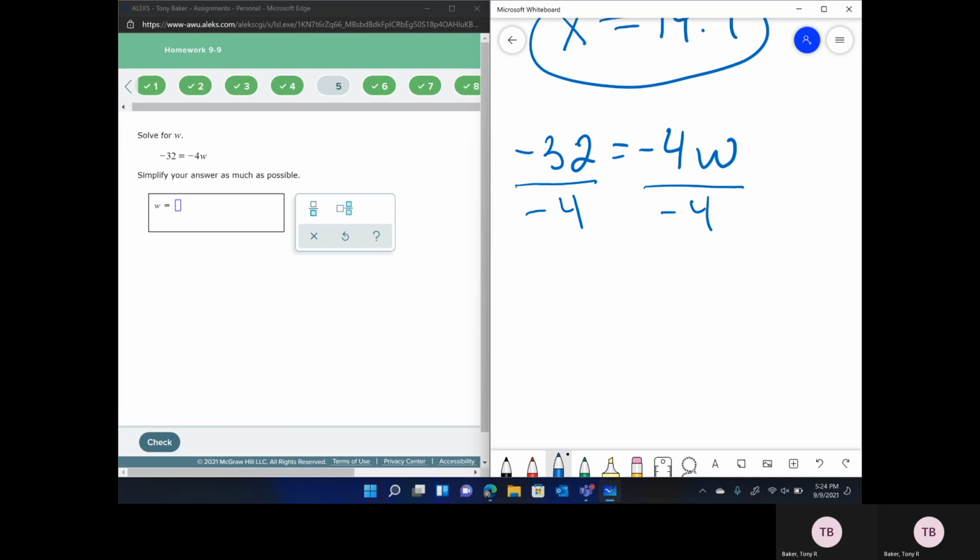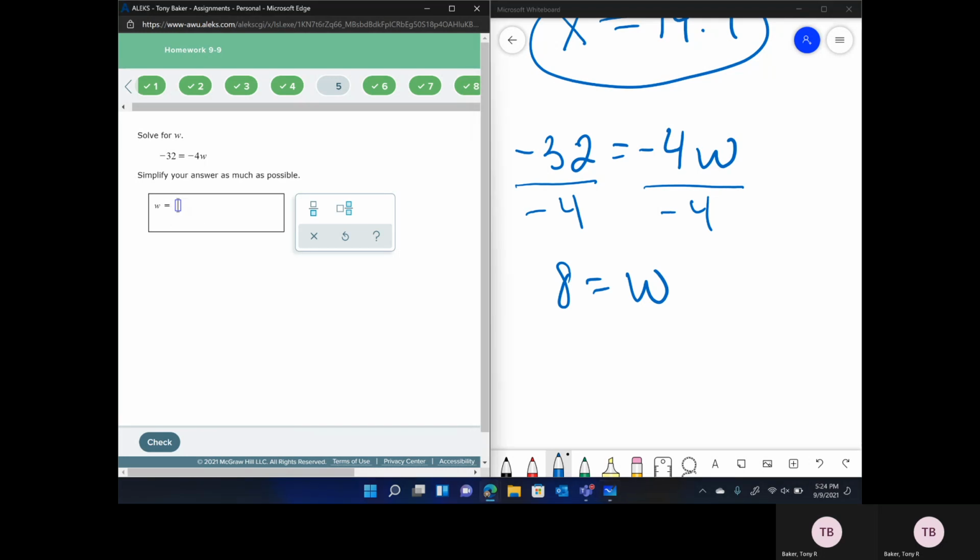So divide by negative 4. 2 negatives make a what? Positive. 32 divided by 4 is 8. So 8 equals w. They do want these simplified as much as possible. That is simplified as much as possible, obviously, we just did division. But if it was a fraction, you would have to simplify the fraction. I don't know if there's actually a fractional one in this one. I think this one all comes out to be whole numbers.